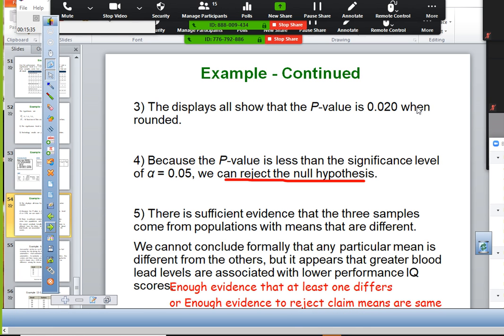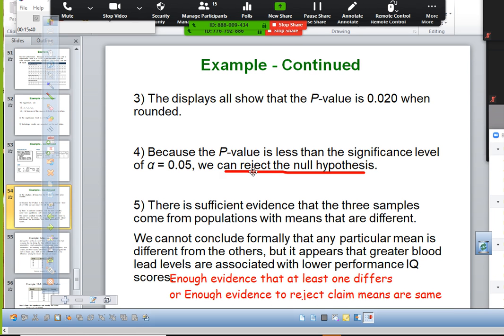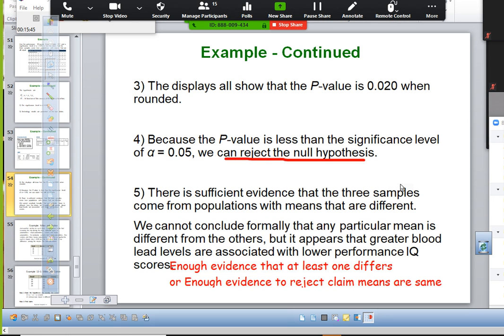Okay. Good. So the p-value is 0.020, 2%. So because the p-value is less than alpha, we're going to reject the null hypothesis. So rejecting the null hypothesis means we have enough evidence to reject the claim that the means are the same, or you can say enough evidence that at least one differs, either one.